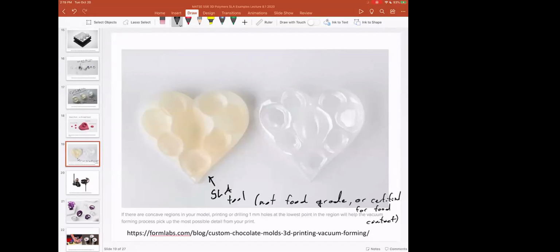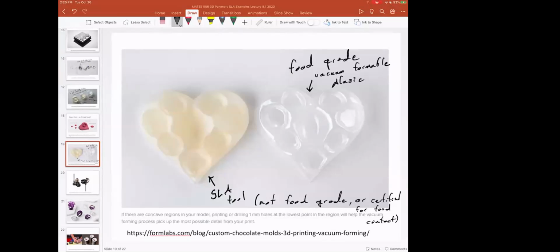But this is food grade vacuum formed, you can make a bunch of vacuum formed molds from that, and then you're off and running on casting whatever you're interested in. And so you can make custom food this way. You can do lots of interesting things.